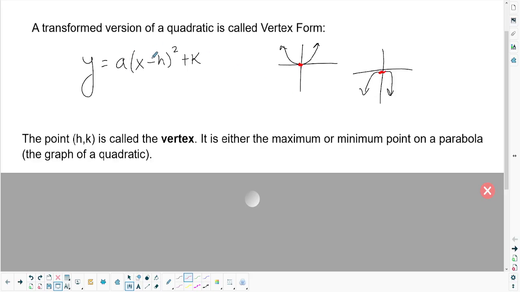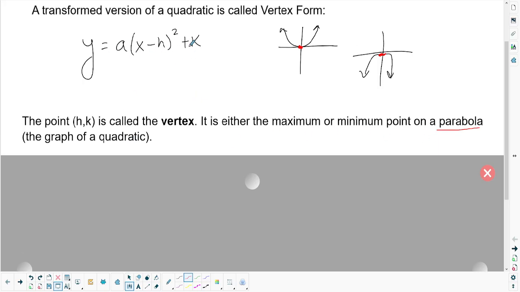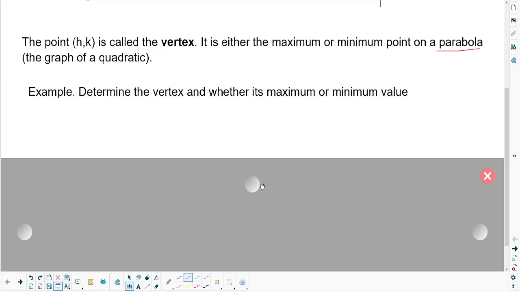Just remember that all of our transformation stuff still applies. So h will always be backwards. If it says plus 5 in here, you would write minus 5. Other than that, just a parabola. We use two different words, quadratic and parabola. Quadratic is the math part up here, the equation. Parabola is the picture.